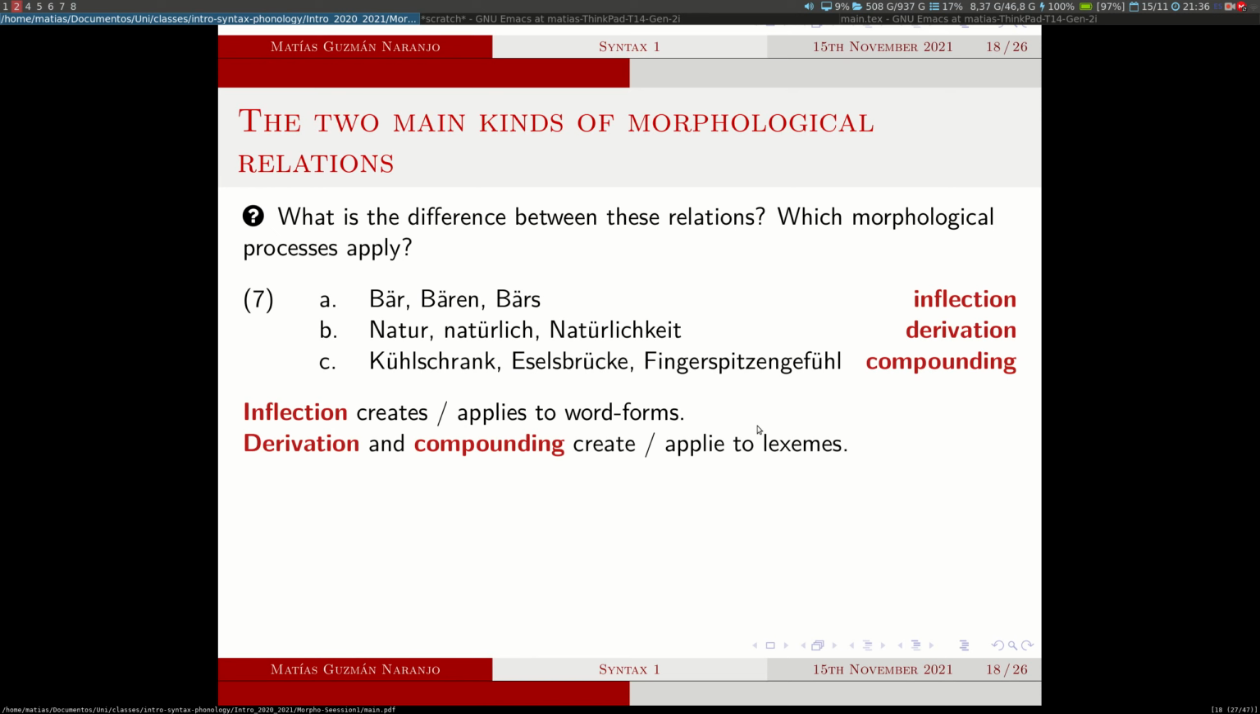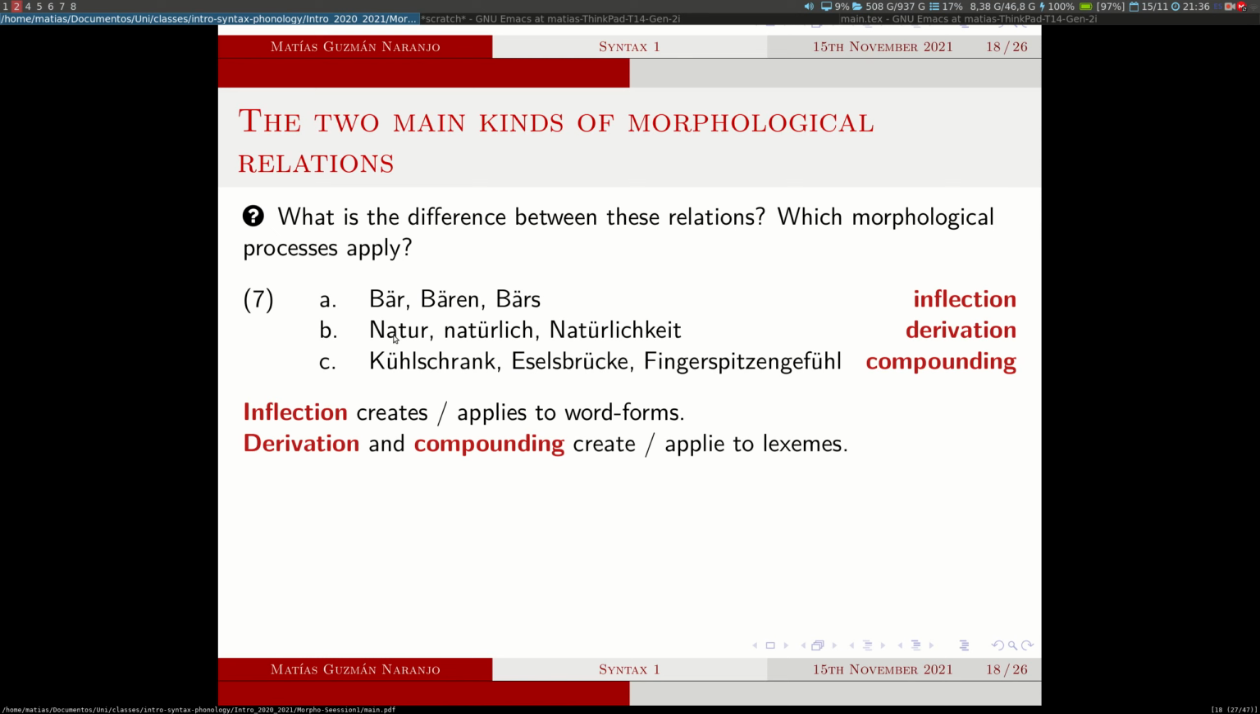Well, the first one's inflection. You see that for Bär, Bären, and Bärs, all are intuitive. So they're all a noun, and they have different cases of the same noun.